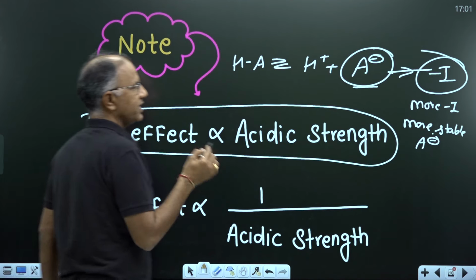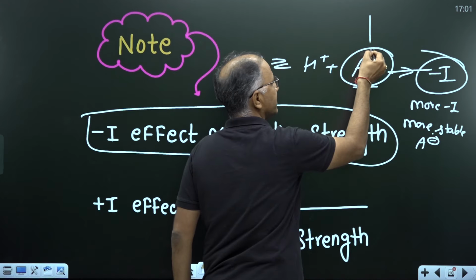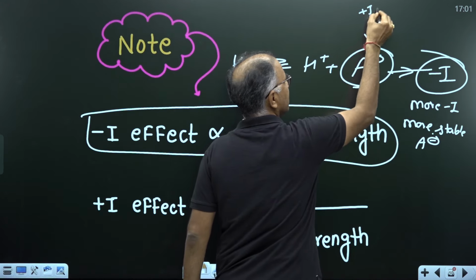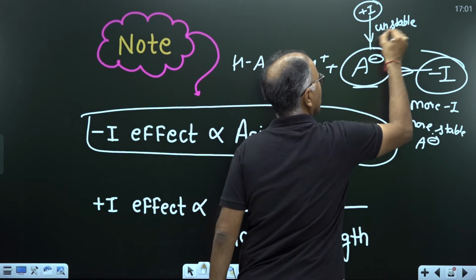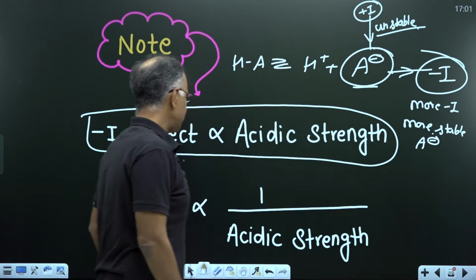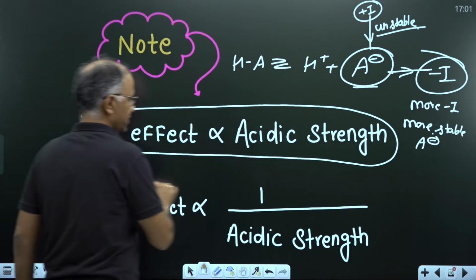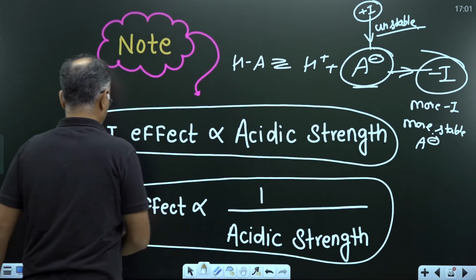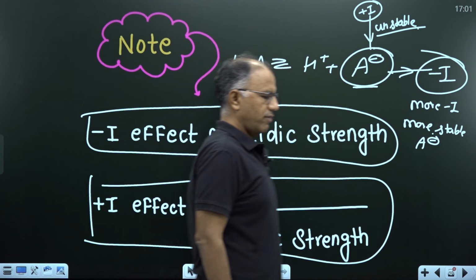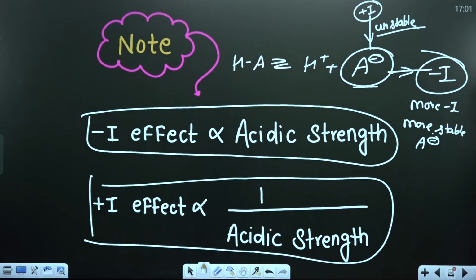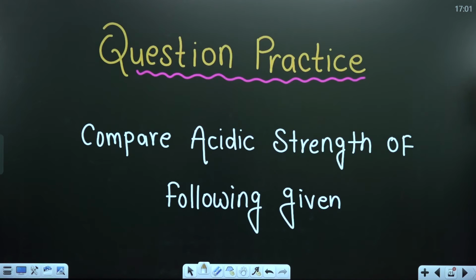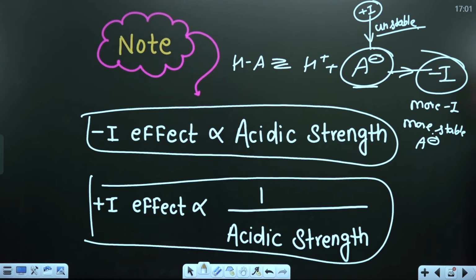And if there is a plus I, it becomes unstable. Means plus I is inversely proportional to acidic strength. Minus I is directly proportional to acidic strength, plus I inversely proportional. Write in your class notes.